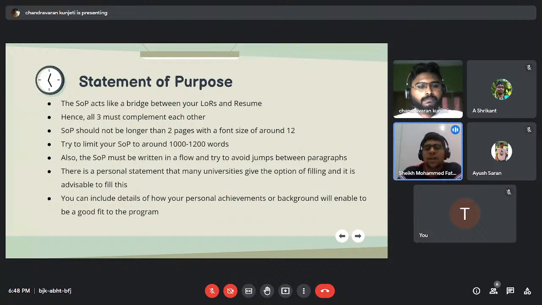And finally, there is also this personal statement that many universities actually give you the option of filling.